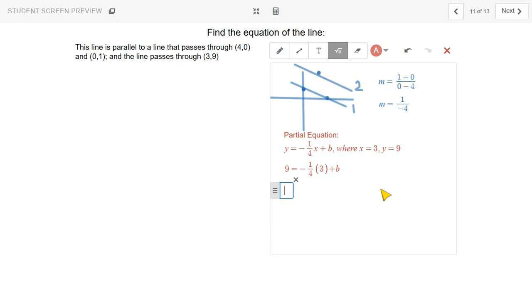9 plus 3 over 4 is equal to b. So now we have 9 and 3/4 is equal to b. And since this is a mixed number, I'm going to make this into an improper fraction. 39 over 4 is equal to b. Okay, the equation of our new line, y is equal to negative 1 over 4x plus 39 over 4.